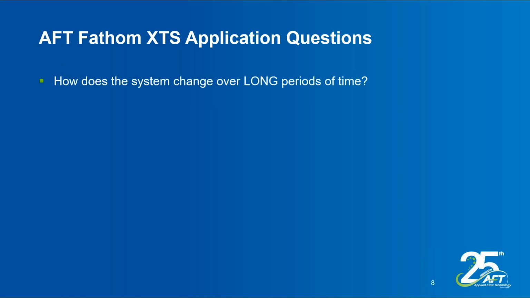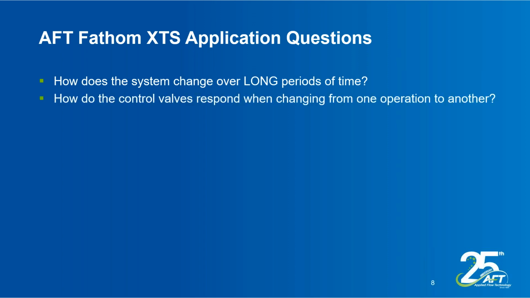What you're typically wanting to do is seeing how the system changes over long periods of time. How do control valves respond when you're changing from one operation to another? So let's say that you're draining a tank over time. Well, your control valve is trying to maintain a specific set point. So as your tank drains, that control valve is going to respond by opening or closing in order to keep maintaining the same set point in your system. And so one thing that you might want to look at in XTS is how does your control valve change its open percentage during a transient?